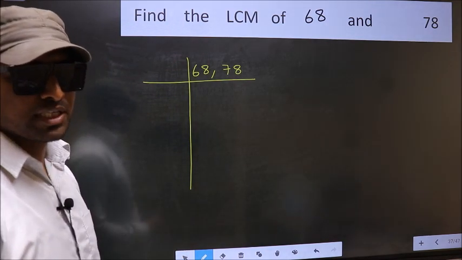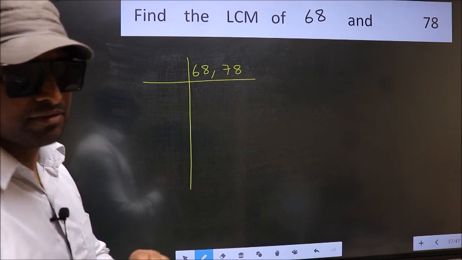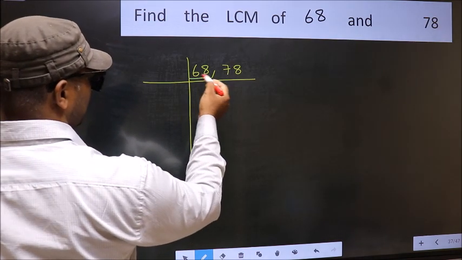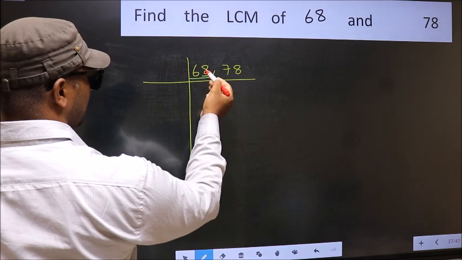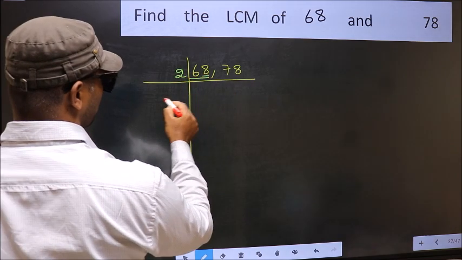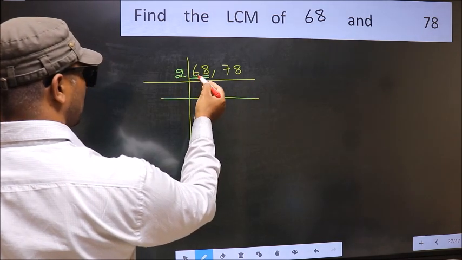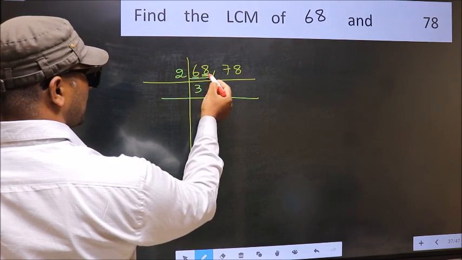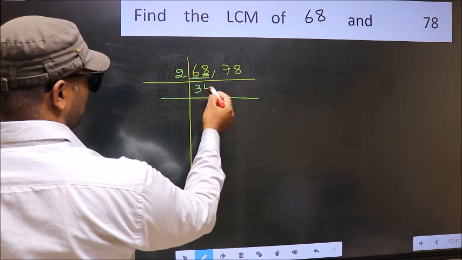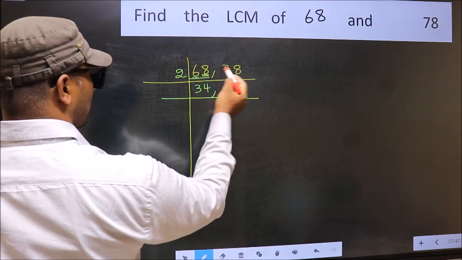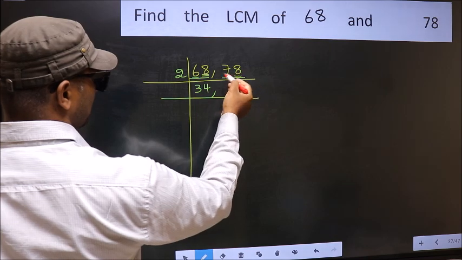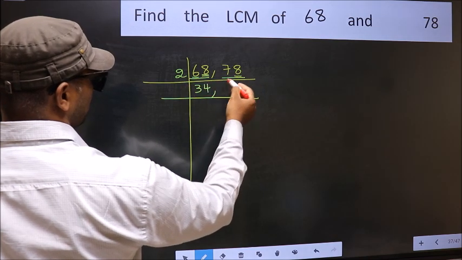Now you should focus on the first number, which is 68 here. In this number, the last digit 8 is even, so take 2. First number 6, when do we get 6 in the 2 table? 2 3s are 6. The other number 8, when do we get 8 in the 2 table? 2 4s are 8.